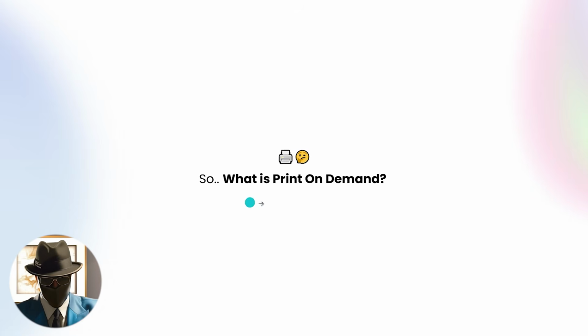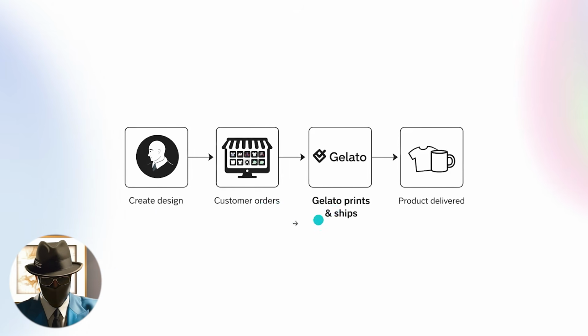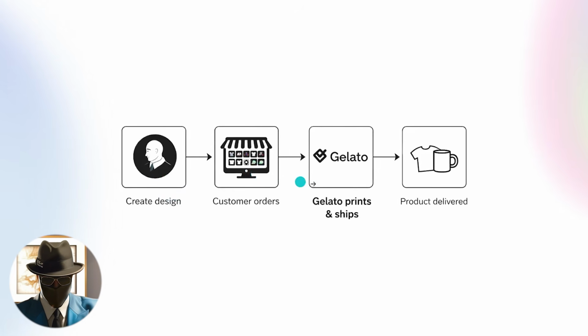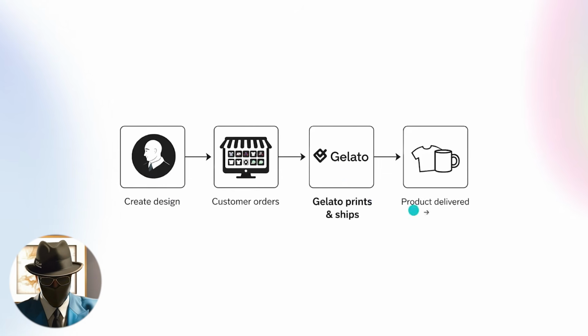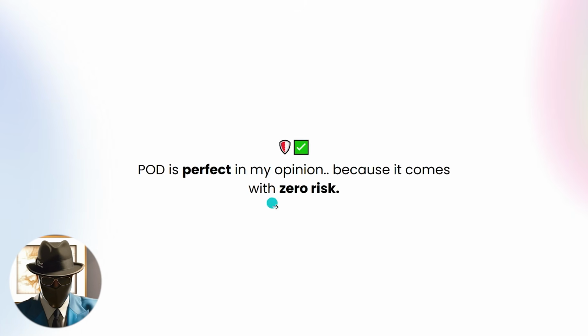So if you have no idea what print-on-demand is, let me explain it real quick. Print-on-demand is when you sell physical products like shirts without ever holding inventory. You just create your design, and when someone places an order, you use a supplier like Gelato, who prints and ships the product directly to your customer. And this business model is perfect in my opinion, because it comes with zero risk.